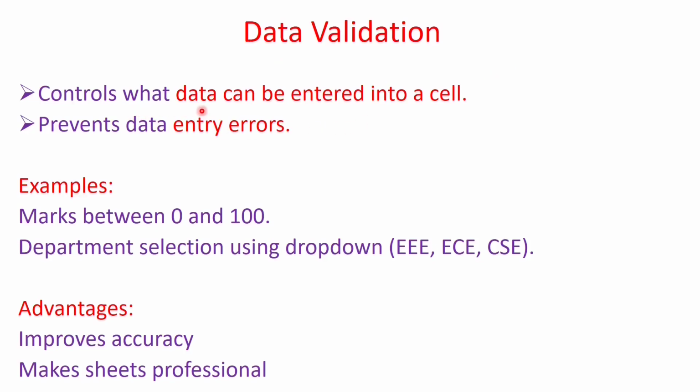Data validation is used to control what type of data can be entered into a cell. This helps us to avoid unwanted data entry mistakes. For example, we may want to allow only numbers in a marks column and restrict marks between 0 to 100. Sometimes we may want to create a drop-down list for departments like EEE, ECE, CSE.